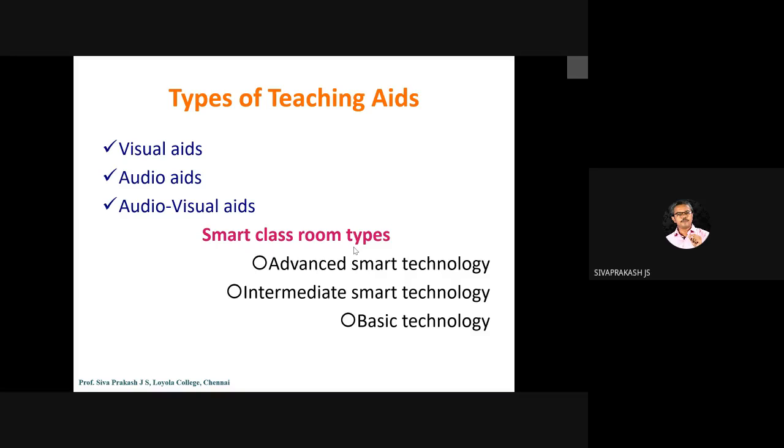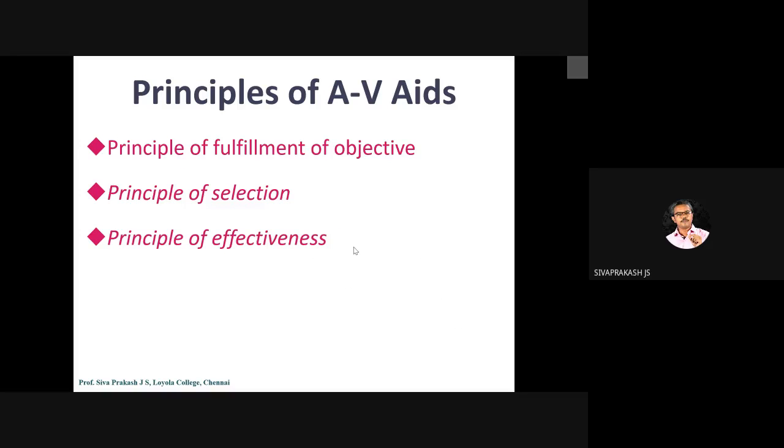Smart classrooms, there are different types of smart classroom. Basic technology, you will have only LCD and PowerPoint, that can also be called a smart classroom. Intermediate smart technology, where the students and teacher can interact through the board, right? Advanced smart technology. Intermediate smart technology within the campus is possible, but advanced even outside the campus, outside the national boundary is possible, right? This is called smart classroom.